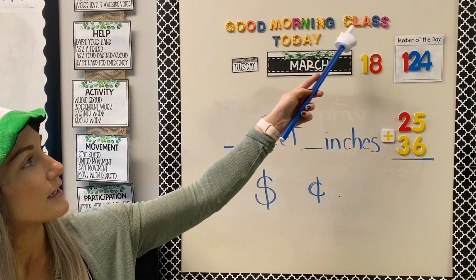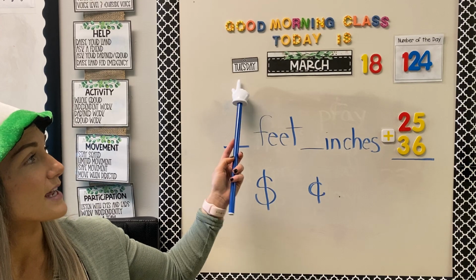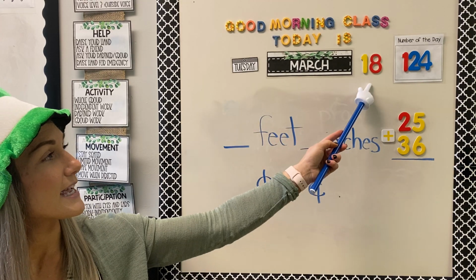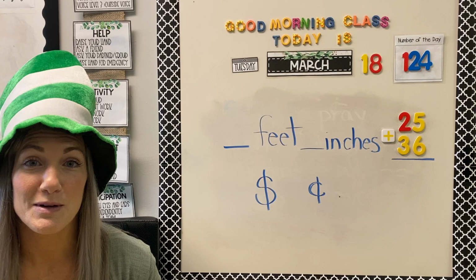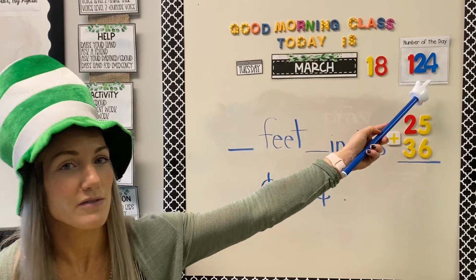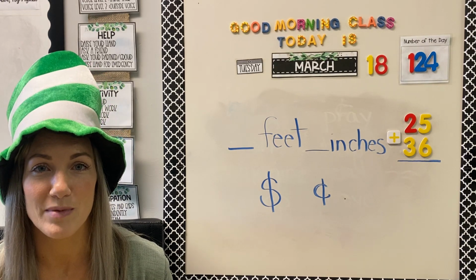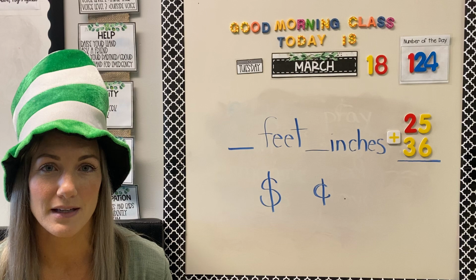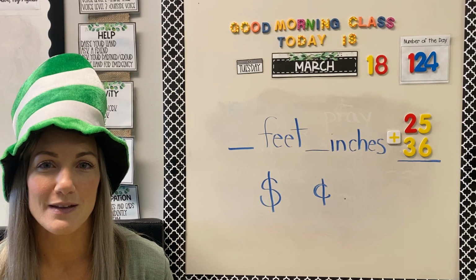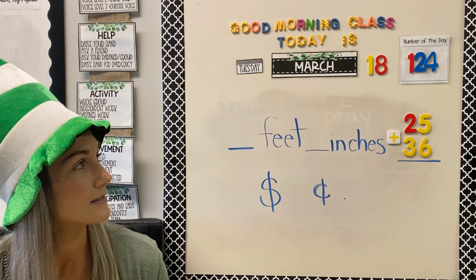Good morning, class. Today is Tuesday, March 18th. Our number of the day today is 124. How many ones are in the number 124? That's right. There are 4 ones in the number 124.